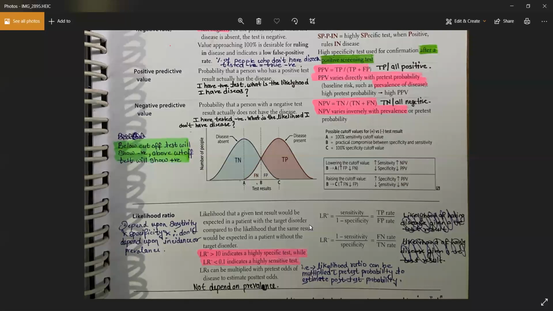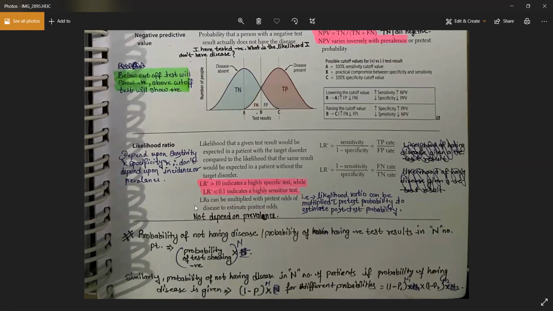Similarly, LR negative would be 1 minus sensitivity divided by specificity. The sensitivity always goes up top in the first, and the specificity is always below in the second. In case of LR positive, it would be sensitivity over 1 minus specificity. In case of LR negative, it would be 1 minus sensitivity upon the specificity. Okay.